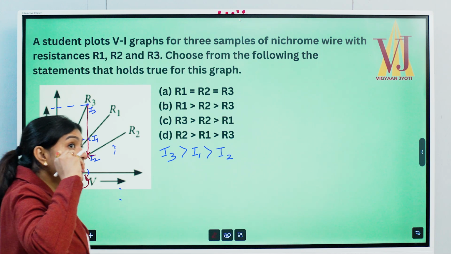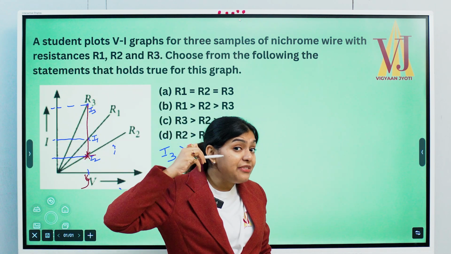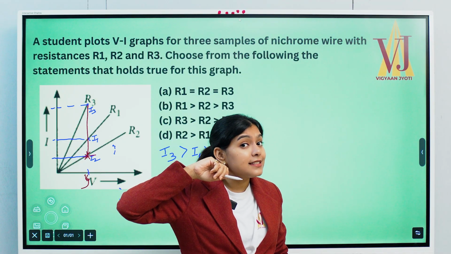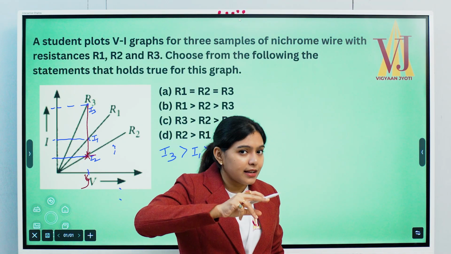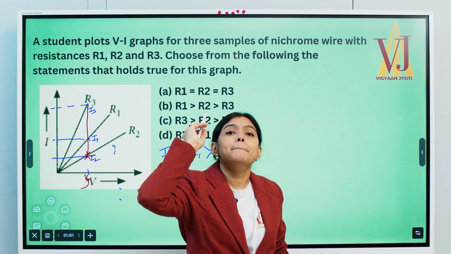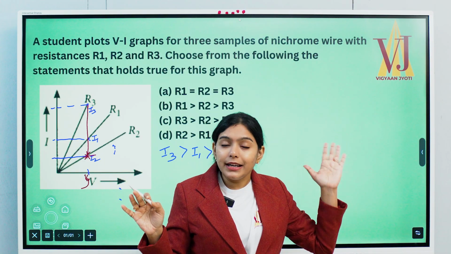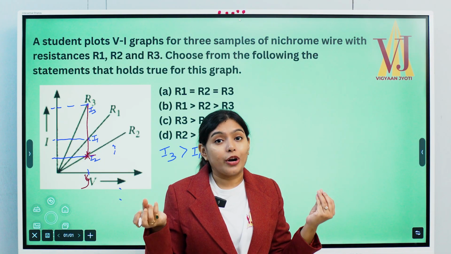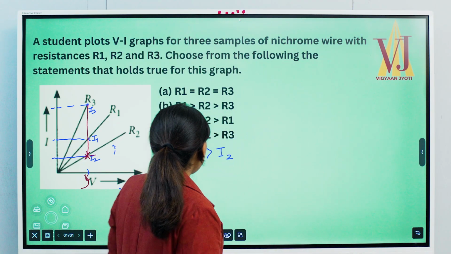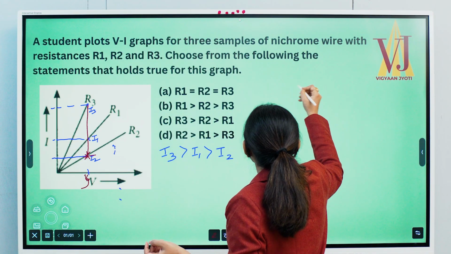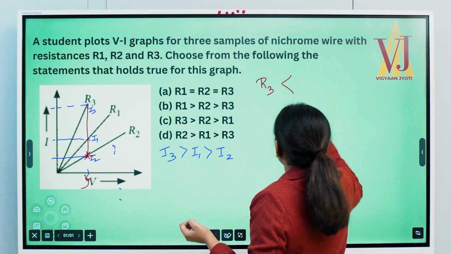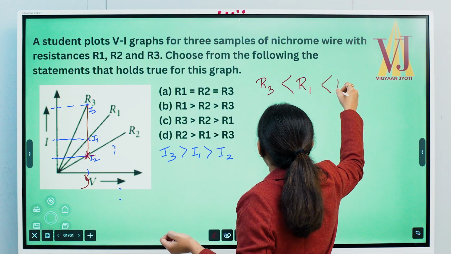Now, we know if current is high, that means the obstruction offered to the flow of current is less. That means if I3 is the case, R3 will be minimum, because the current has increased very nicely. That means my resistance will be low. So for that reason, my R3 is the smallest, then my R1 and then my R2.